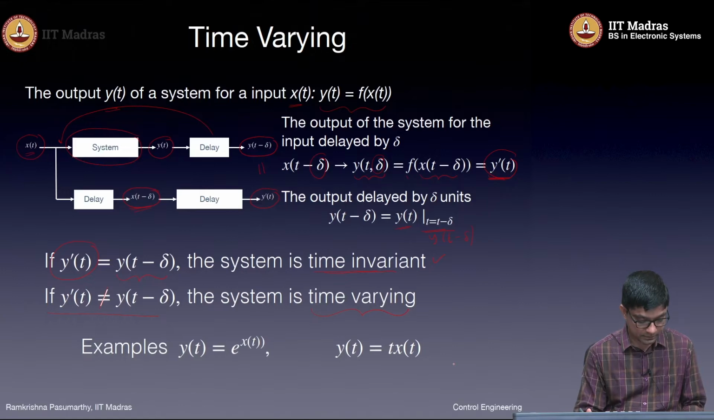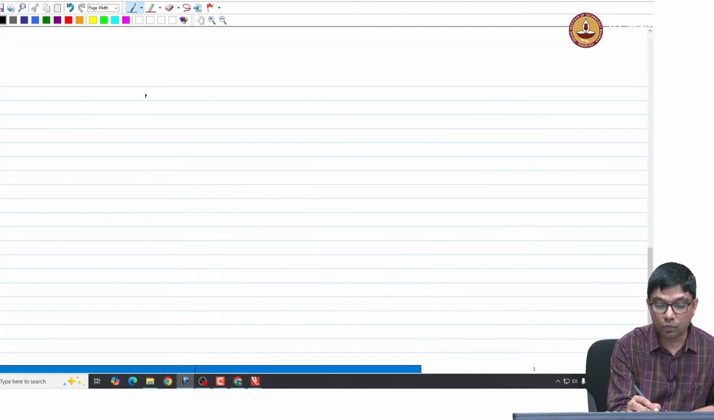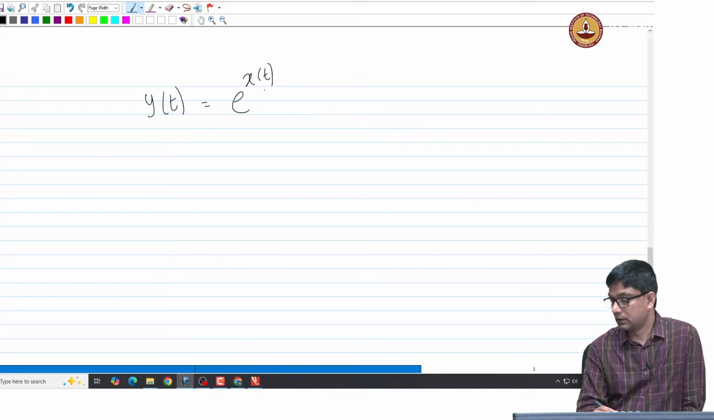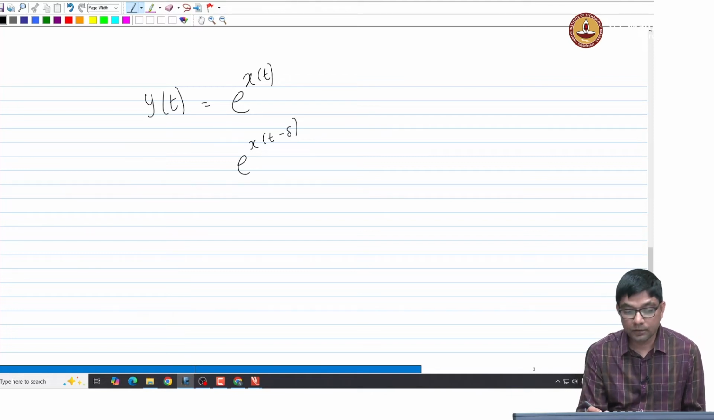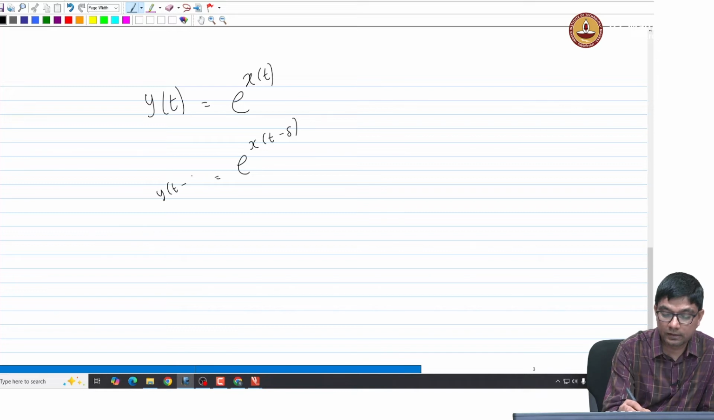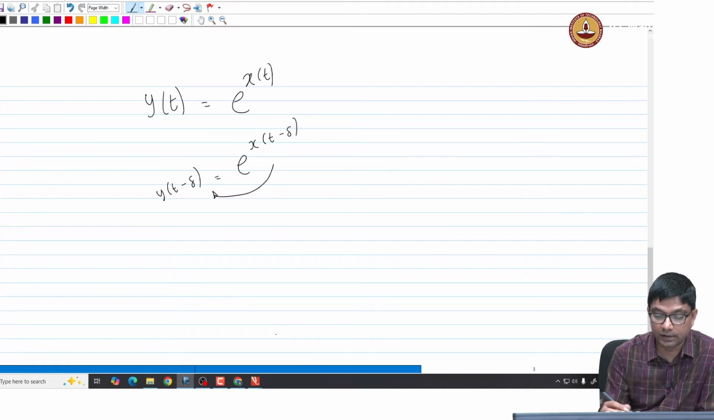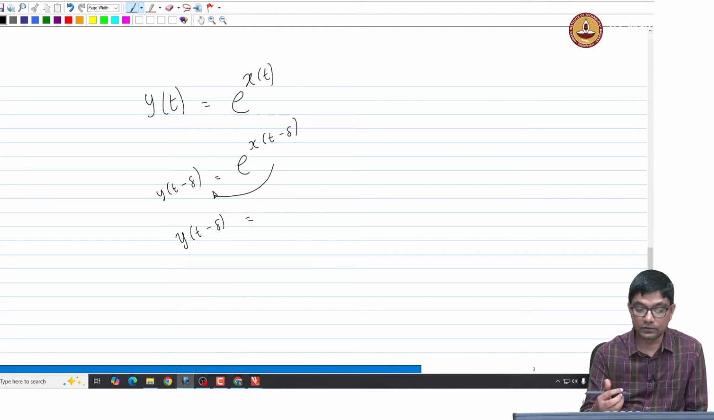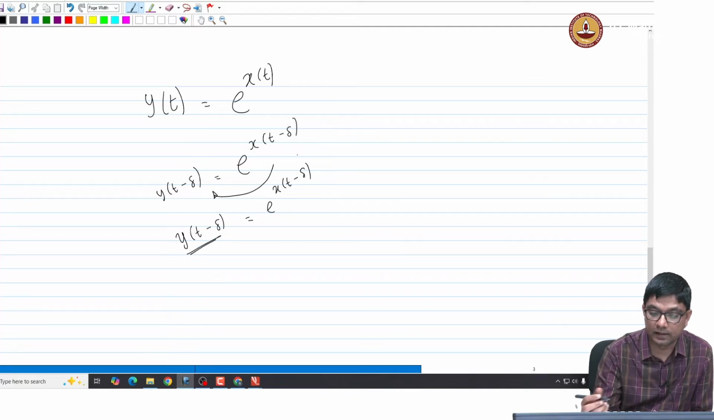So let's see with some examples what happens in these two cases. The first example is y at t equal to e to the power x of t. Now, if the input is delayed by delta seconds, I will have e to the power x of t minus delta. This will directly go to y of t minus delta. This input delayed gives me this output delayed, and if the output by itself is delayed by delta, I will also get e to the power x of t minus delta.